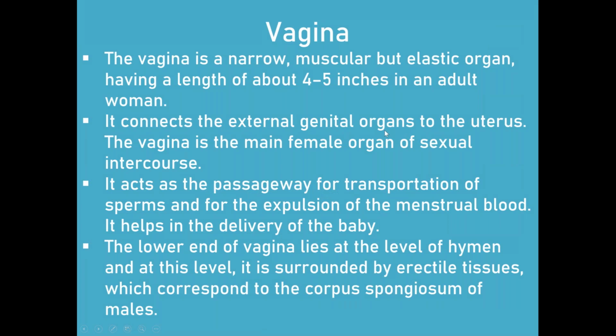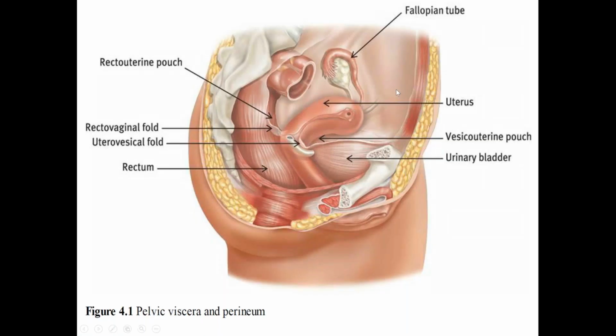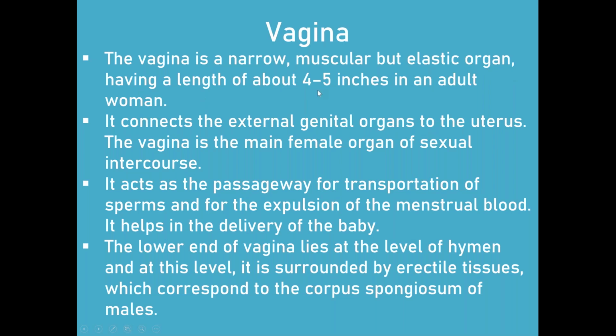First we'll discuss the vagina. What is the anatomy of the vagina? It is a narrow, muscular but elastic organ about 4 to 5 inches in length in adult women. It connects the external genital organ, which involves the vulva, to the uterus. The vagina is the main female organ of sexual intercourse. It acts as a pathway for the transportation of sperm and expulsion of menstrual blood, and it helps in the delivery of the fetus. This is the important function of the vagina.